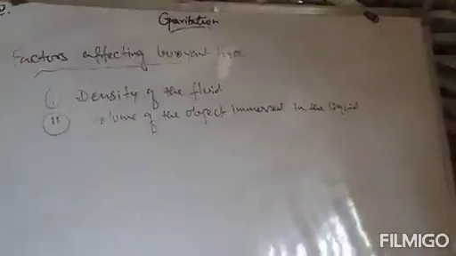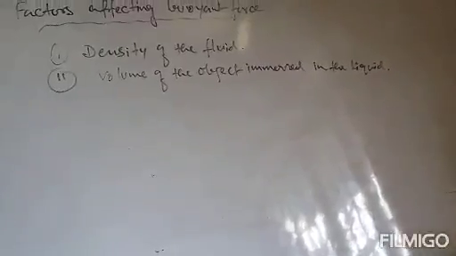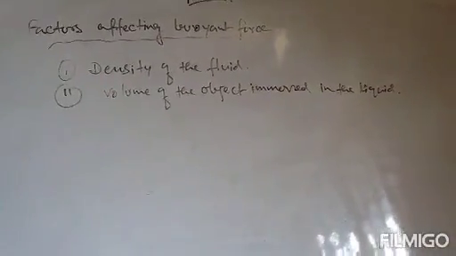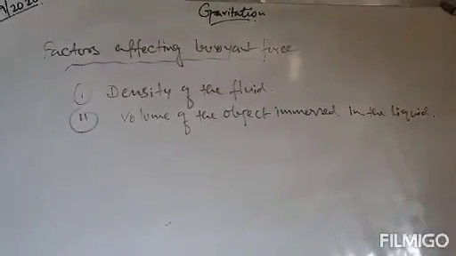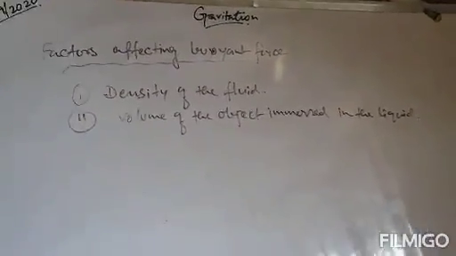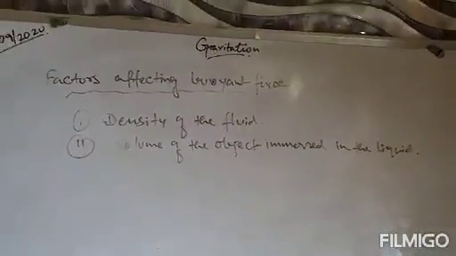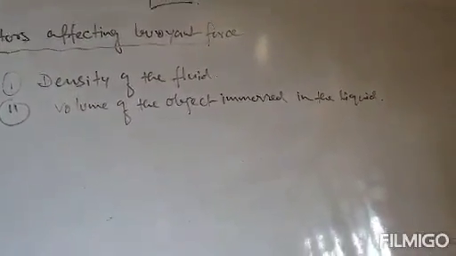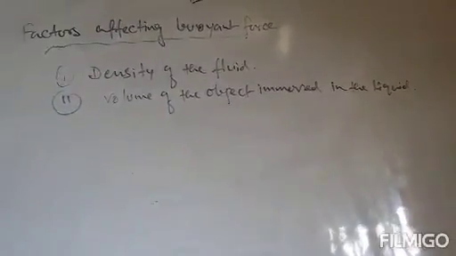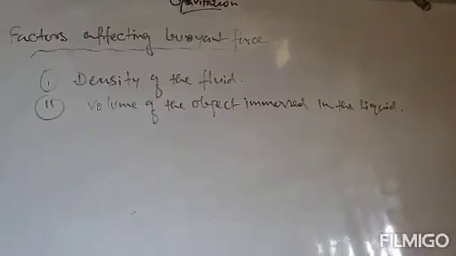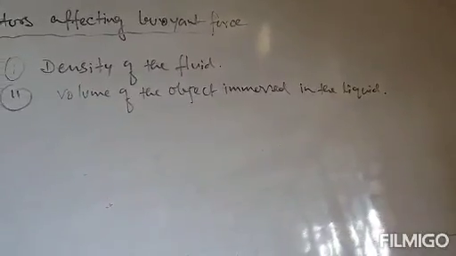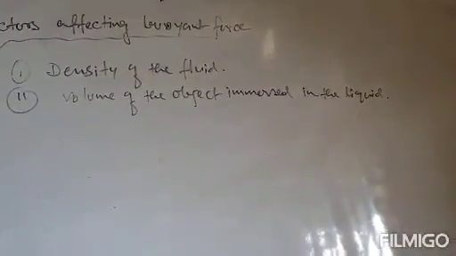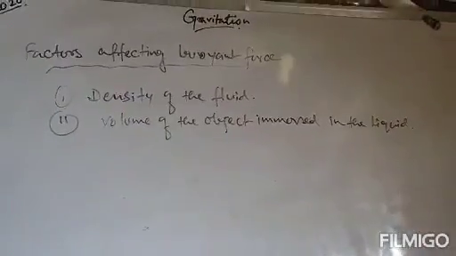Clear? Sometimes this question can be asked in your exam. The question will be like this: state the reason why it is easier to swim in sea water. Your answer will be, the density of sea water is much higher than normal water. That's why it is easier to swim in sea water. Also, the second reason will be, we know the liquid of higher density will exert more upward buoyant force. So in sea water the density is much higher, so the sea water will exert more upward buoyant force, and so we can swim very easily. So this would be the answer.